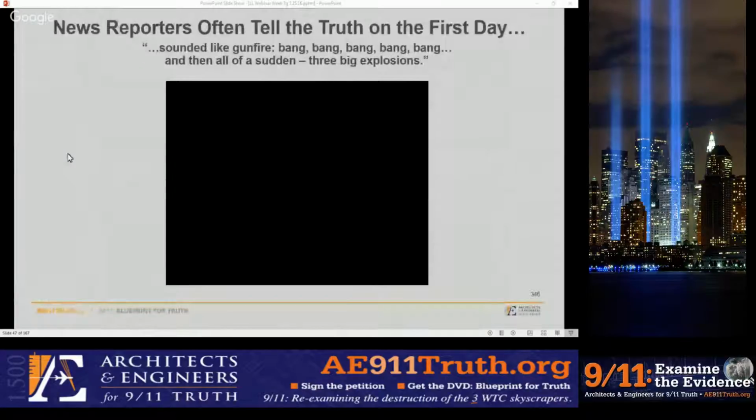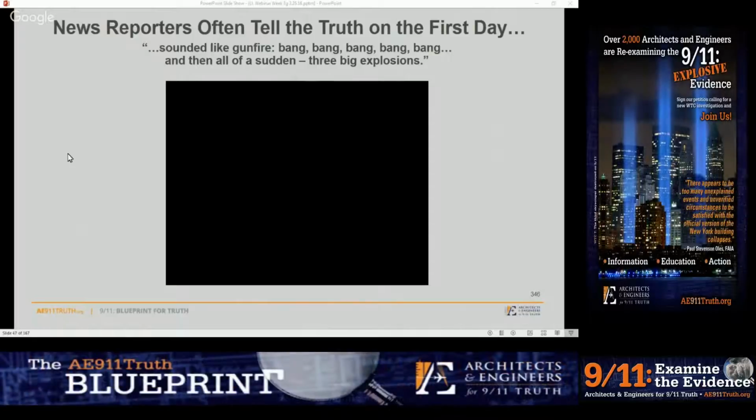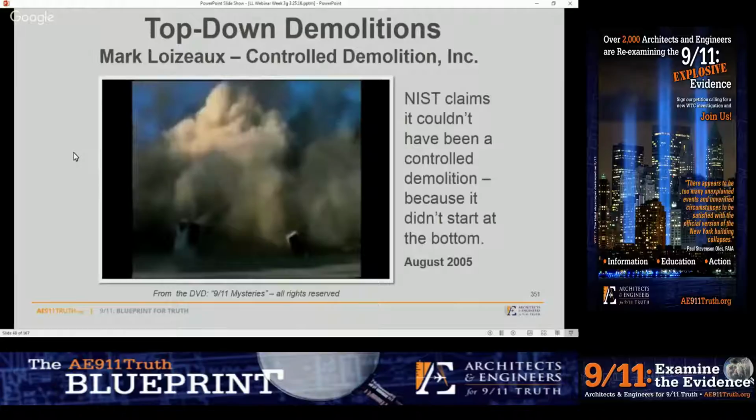Well, how many of these reporters do you imagine ended up in the final report by NIST? Not one. They claim they interviewed thousands of people and took the kernel of the best evidence and testimony, but none of these made it for some reason. Well, they then claim it couldn't be a controlled demolition because it didn't start at the bottom. Well, there's plenty of controlled demolitions that don't start at the bottom.